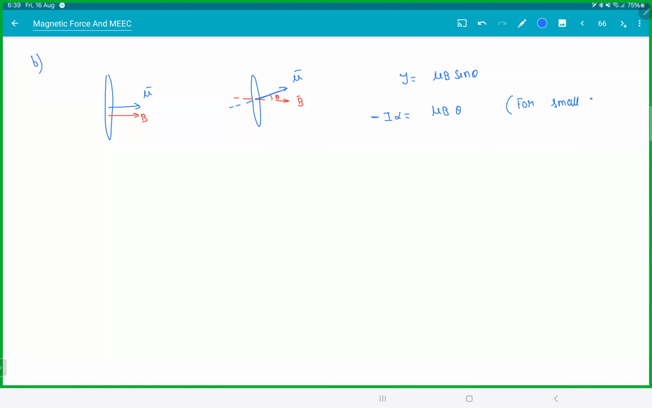For large angles, it's not an oscillating motion. We get alpha is equal to minus mu B by moment of inertia into theta. I is m r square. It's a ring, so it's m r square. So you're done. So time period will be 2 pi root over I by mu B. Mu would be N into I into pi r square.